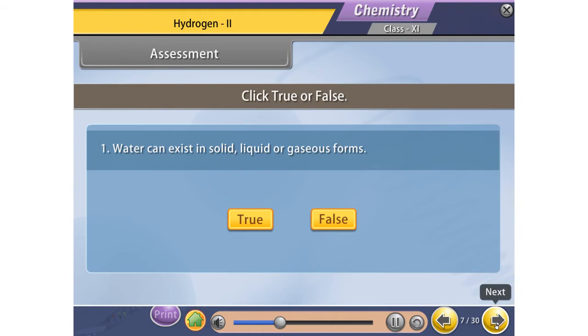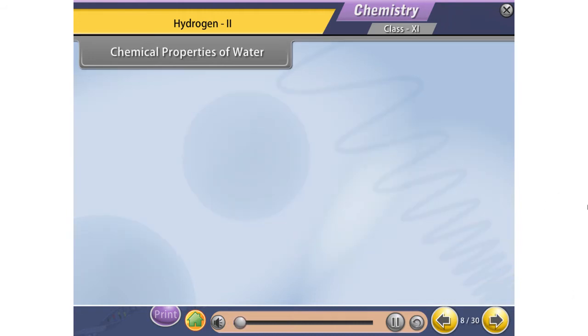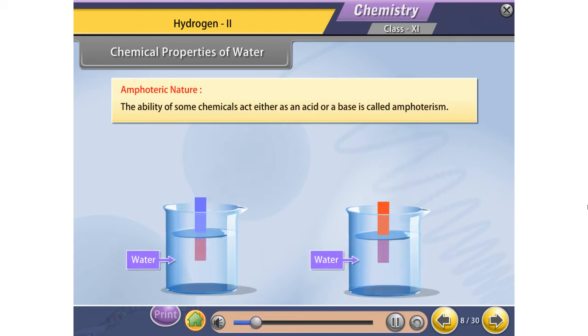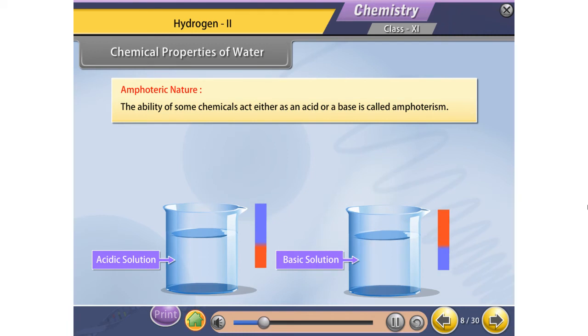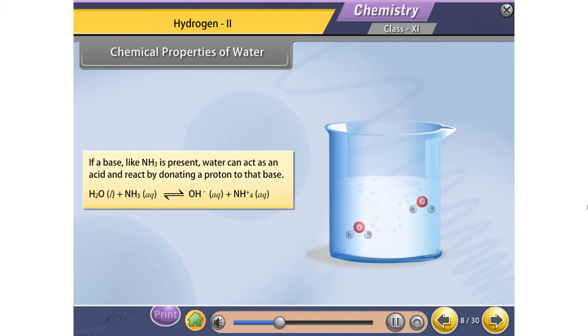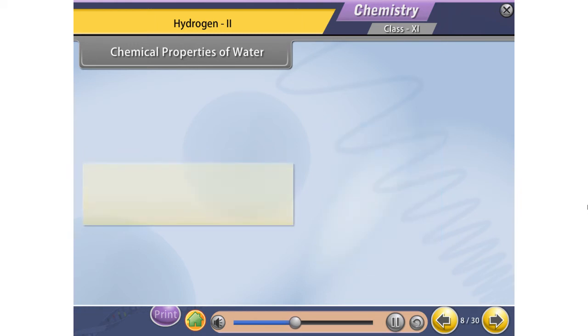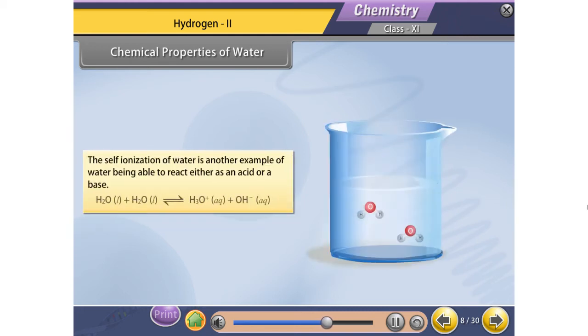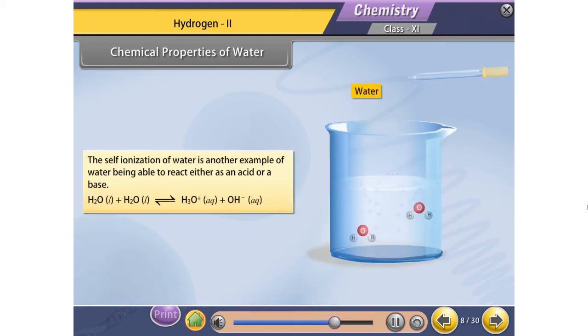Assessment. Before proceeding further, chemical properties of water. Amphoteric nature. The ability of some chemicals to act either as an acid or a base is called amphoterism. If a base like NH3 is present, water can act as an acid and react by donating a proton to that base. If an acid like H2S is present, water can act as a base and react by accepting a proton from that acid. The self-ionization of water is another example of water being able to react either as an acid or a base.